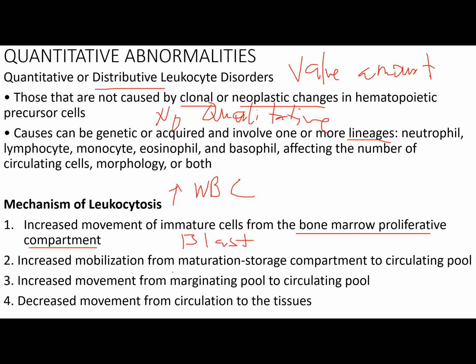Increased mobilization from maturation storage compartment to circulating pool. Increased movement from marginating pool to circulating pool, and decreased movement from circulation to the tissue. So your WBCs, class, if you still remember, are capable of performing diapedesis. So they would move in the tissues, from the marginating pool to the circulating pool.